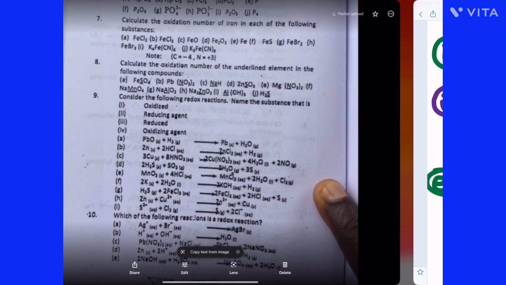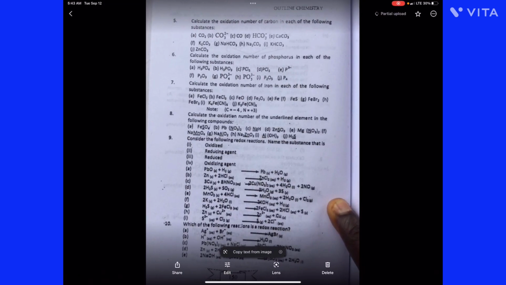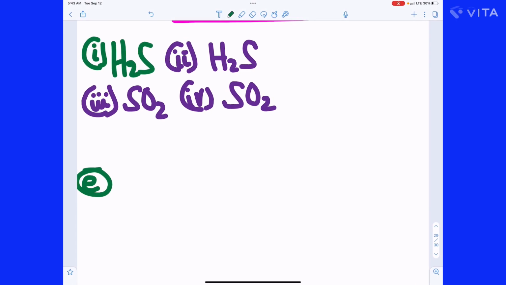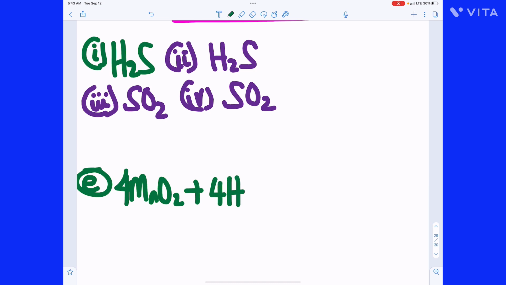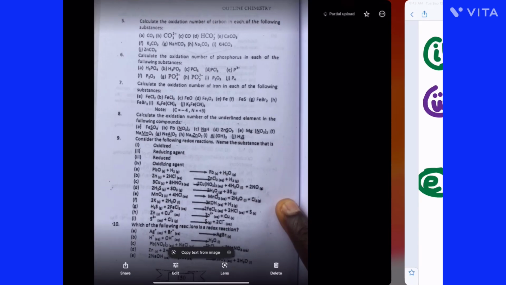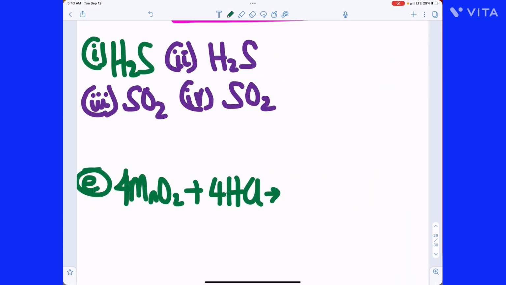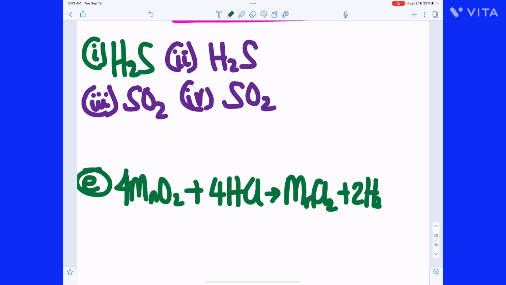Question E. MnO2 plus 4HCl to give MnCl2 plus 2H2O plus Cl2. Okay, let me write that quickly so that I can go for prayer. So here now, quickly, let me put the charges there so you can see.